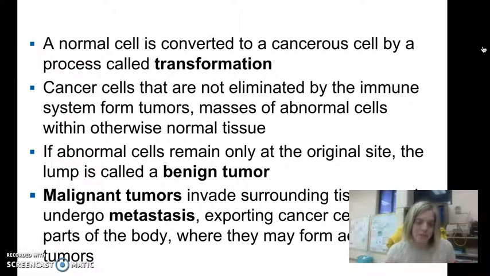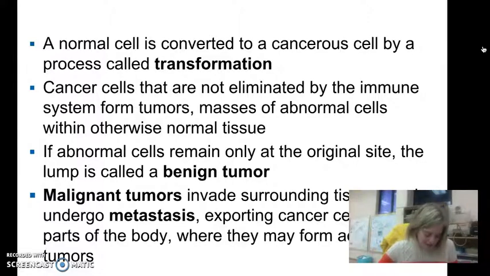A normal cell is converted to a cancerous cell by a process known as transformation. When a cell has been transformed, we consider that to be a cell that is able to divide indefinitely in a culture. So these cancer cells typically are able to divide without any other types of controls, and sometimes even deprived of nutrients.